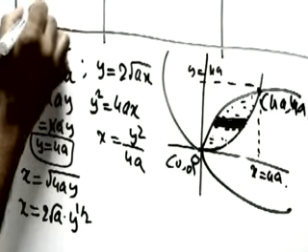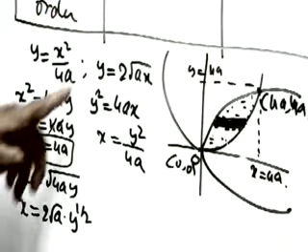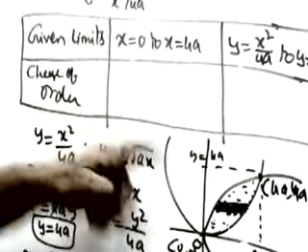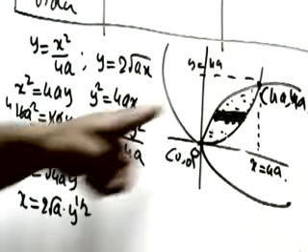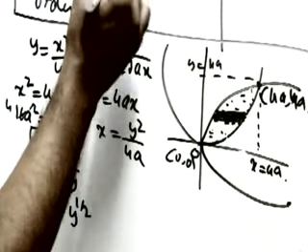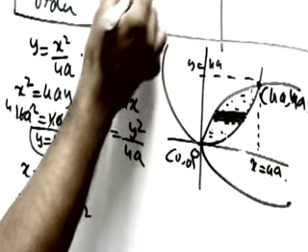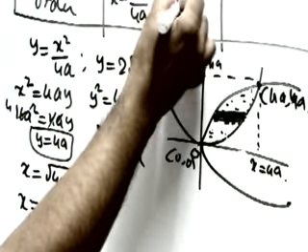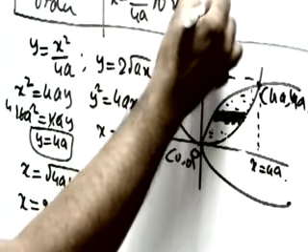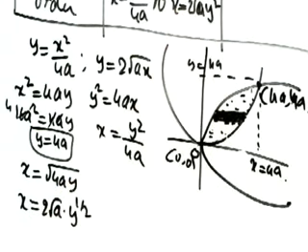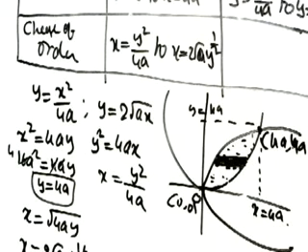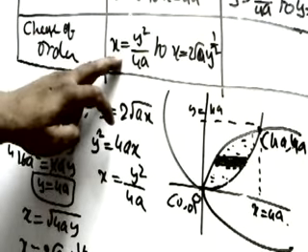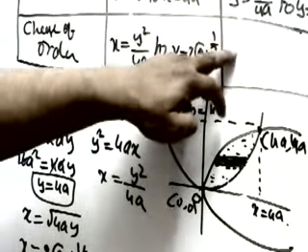Change of order. Now let me change here. See here, we have to change x from constants to variables. So from here to here, from there to there, what we are getting: the lower limit is x equals y square by 4a, and the upper limit is x equals 2 root a y power 1 by 2. So this is the change of x from constants to variables.